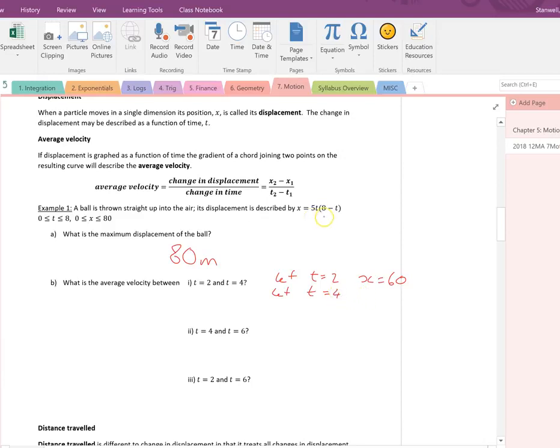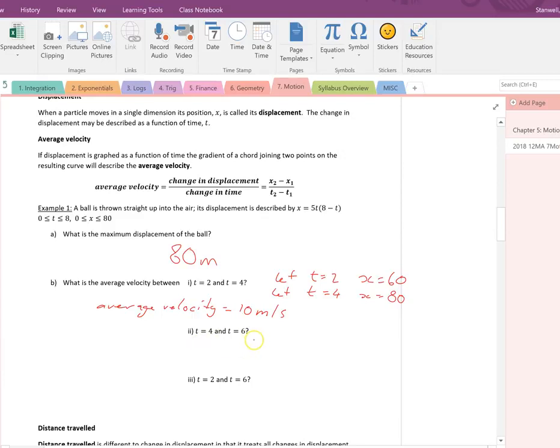Then I have 20 times, we've already looked at this, 20 times 4, which is 80. Therefore, my average velocity, I don't have an abbreviation for average velocity, I'm just going to have to write it out, equals 80 minus 60 on 4 minus 2, is 20 over 2, equals 10 meters per second, right? The difference in the x's, so x2 minus x1 over t2 minus t1.